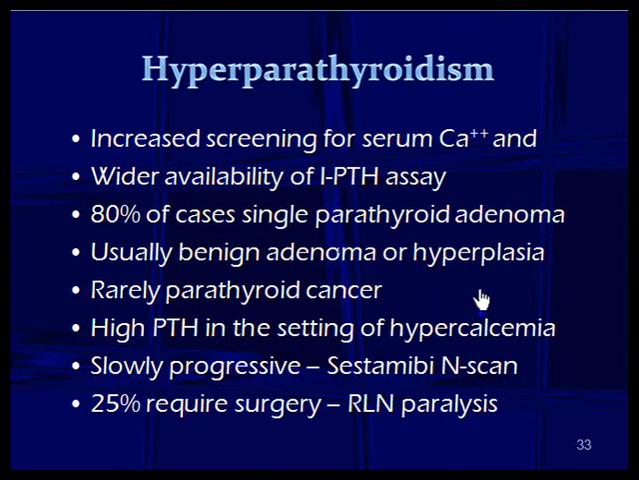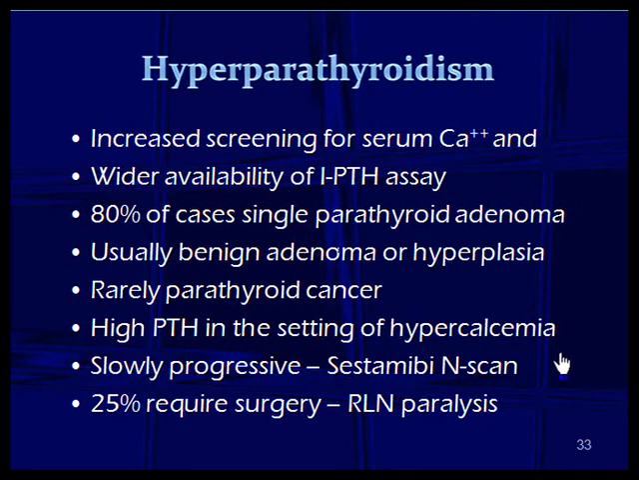High parathyroid hormone in the setting of hypercalcemia is directly indicative of hyperparathyroidism. Normally when there is hypercalcemia, we expect the parathyroid to be suppressed by feedback inhibition. But if hyperparathyroidism and hypercalcemia are going together, it means it is primary hyperparathyroidism causing hypercalcemia.